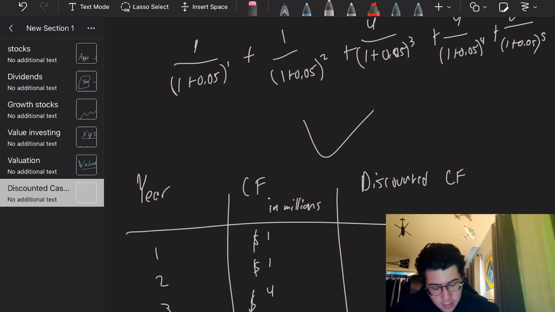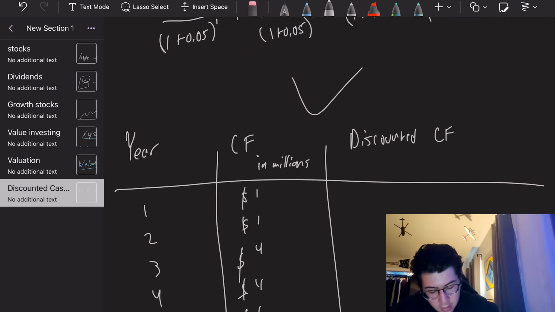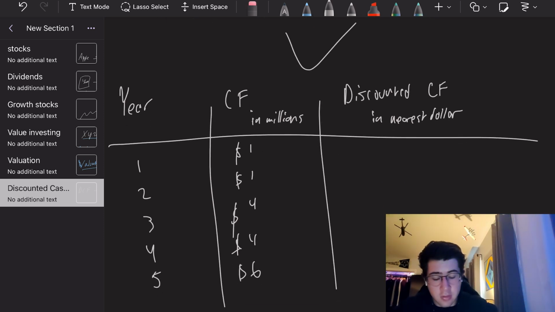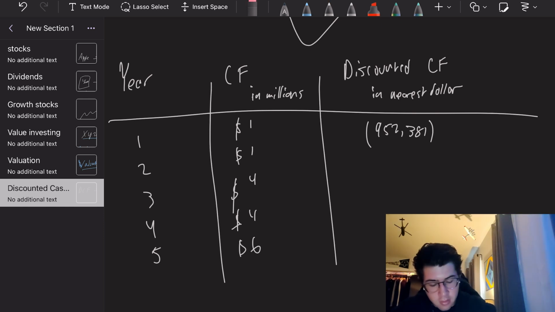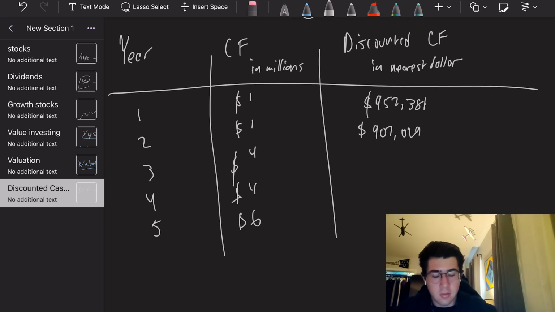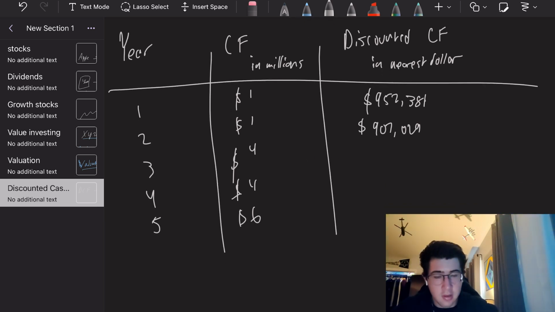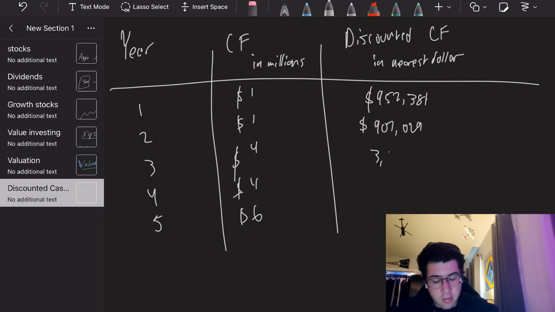So I'm just gonna round this up to the nearest dollar. For the first year, the discounted cash flow is going to be 952,381, and you could just use the calculators to do this. I mean, obviously, I'm not doing this in my head. Second year, it's going to be 907,029.